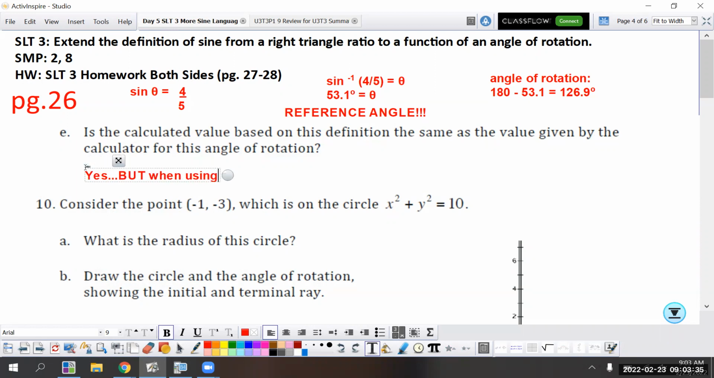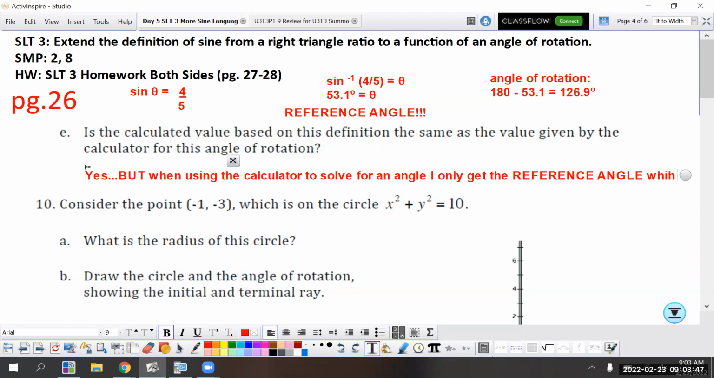But when using the calculator to solve for an angle, I only get the reference angle, which is not necessarily the angle of rotation.